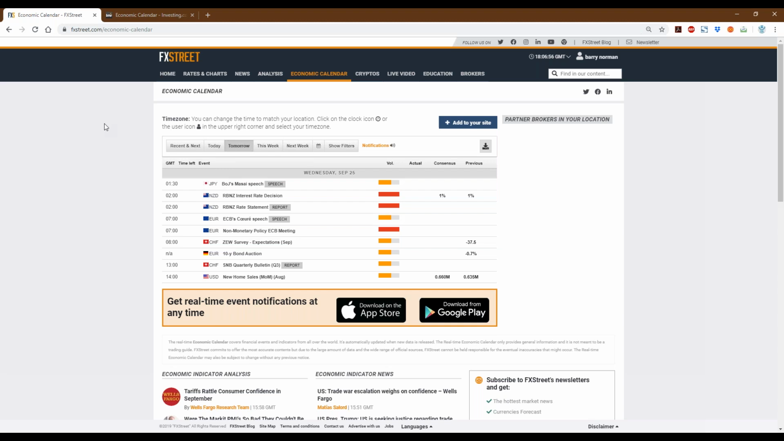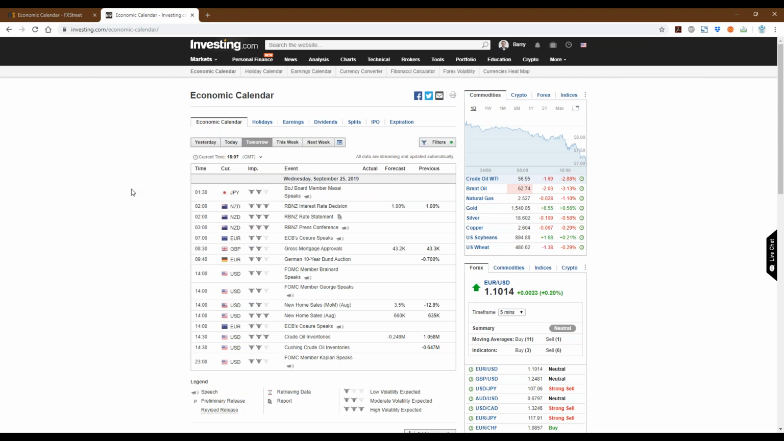So what happens is it gets a little confusing, is that these economic calendar providers can do graphics. They can adjust the way you're seeing it. But all the data is coming in automatically through feed. So we can see on the FX Street calendar right here. First event tomorrow is at 0130. It's out of Japan and it affects the Japanese yen. And it's the Bank of Japan's Masai, however you say it, Japanese speech. Well, if we go over the economics calendar from investing.com, guess what? We got the same piece of information.